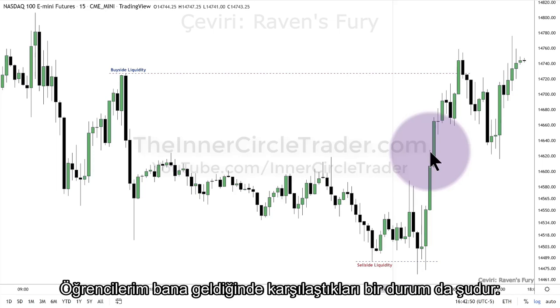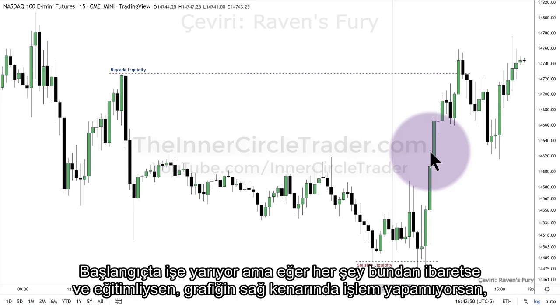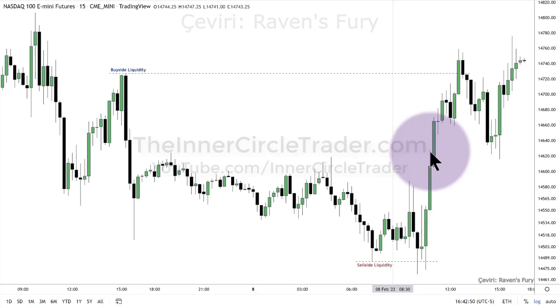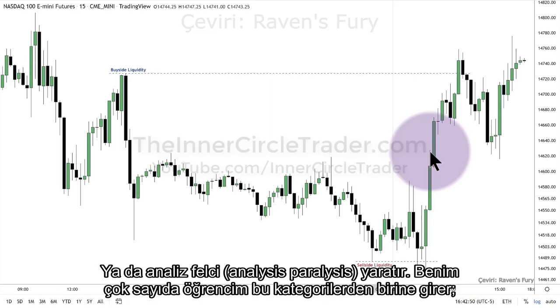And one of the things that happens when I have students come under my tutelage is they have been fooled by listening to people talk about the left side of the chart all the time, and they can't execute on the right side. That is useful in the beginning, but if that's all there ever is, and if your educator can't trade on the hard right edge of the chart, it kind of makes you feel either a false sense of security or a false sense of confidence that quickly gets evaporated when you trade with a live account, or creates analysis paralysis.